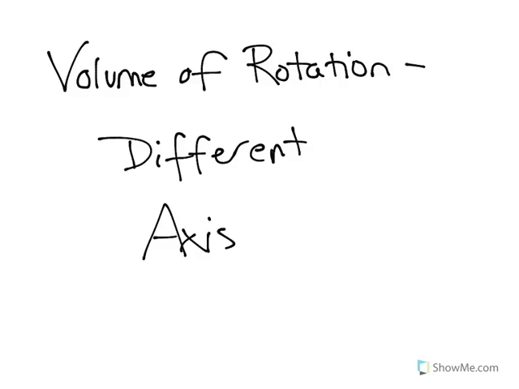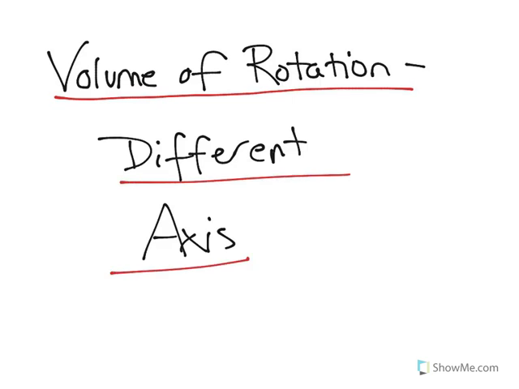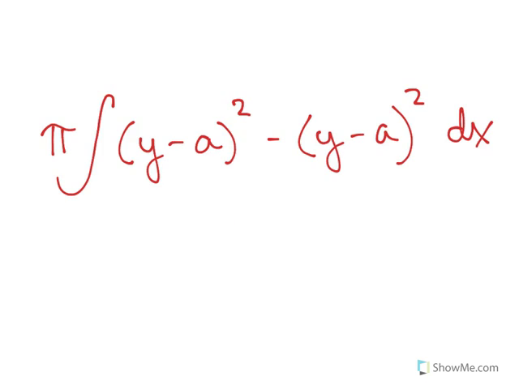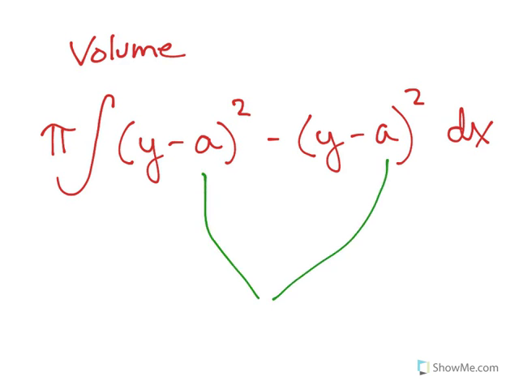Okay, tonight's video is about questions we're going to work on tomorrow, which are the volume of rotation when it's wrapped around a different axis. So the equation we're always going to use is our ya-ya equation, where volume is equal to pi, the integral of (y minus a) squared minus (y minus a) squared dx. Remember, the a is the axis.